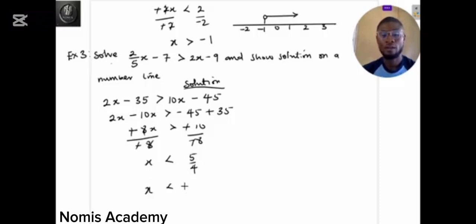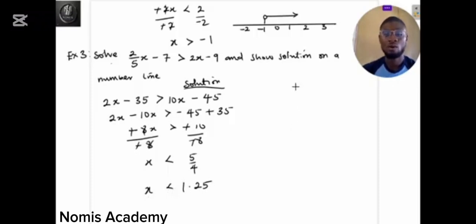How many 4s am I going to get from 5? 1 point. I'll be left with 1, 0. So how many 4s am I going to get from 10? That will be 2, remainder 2. If I add 0, that's 20. How many 4s will I get from 20? 5. So x is less than 1.25.